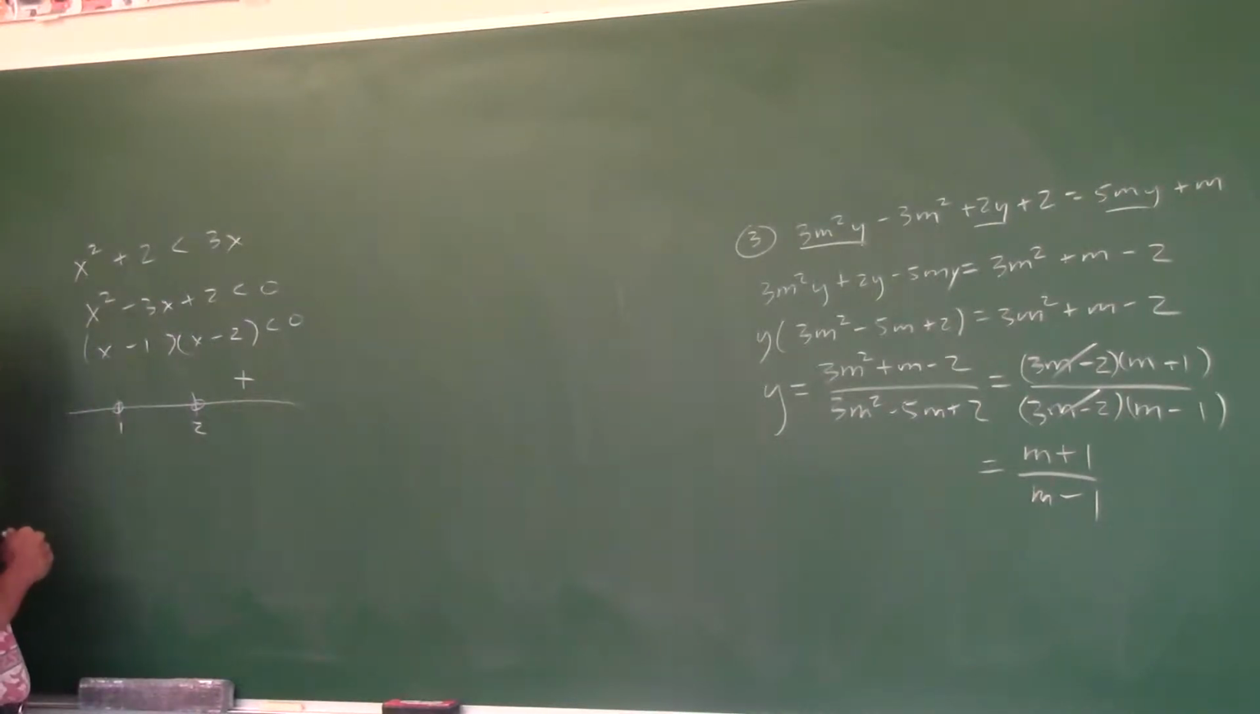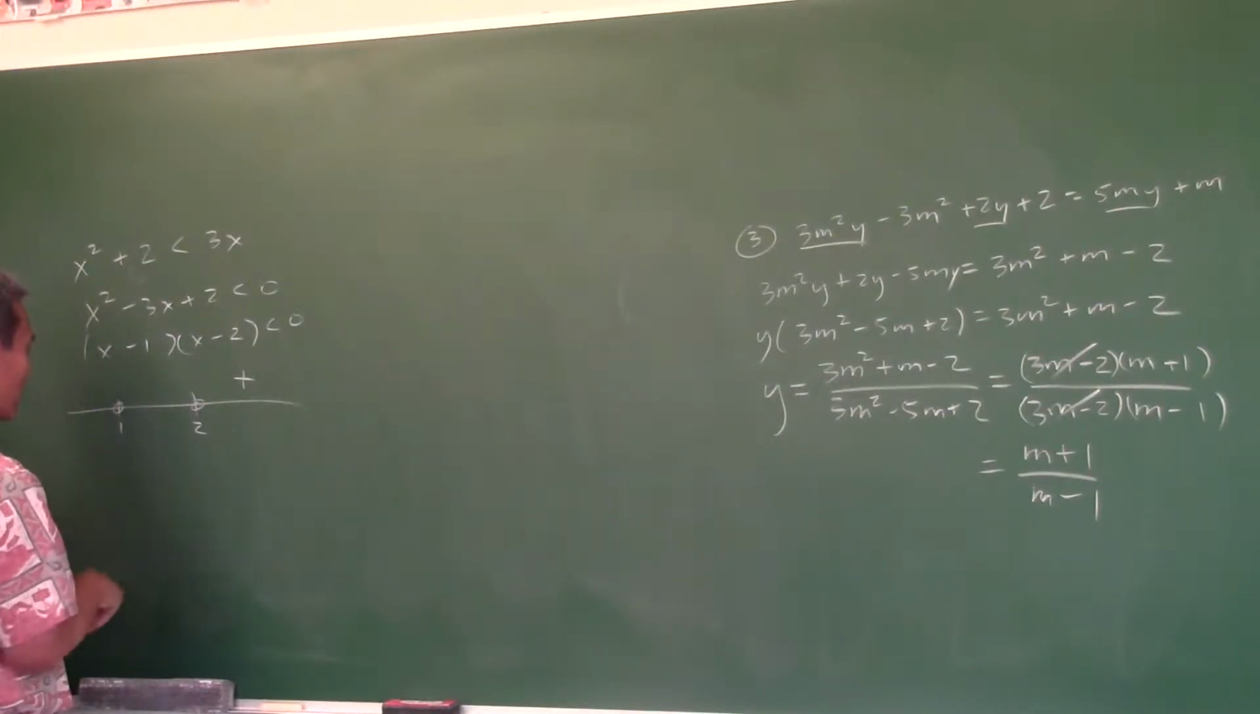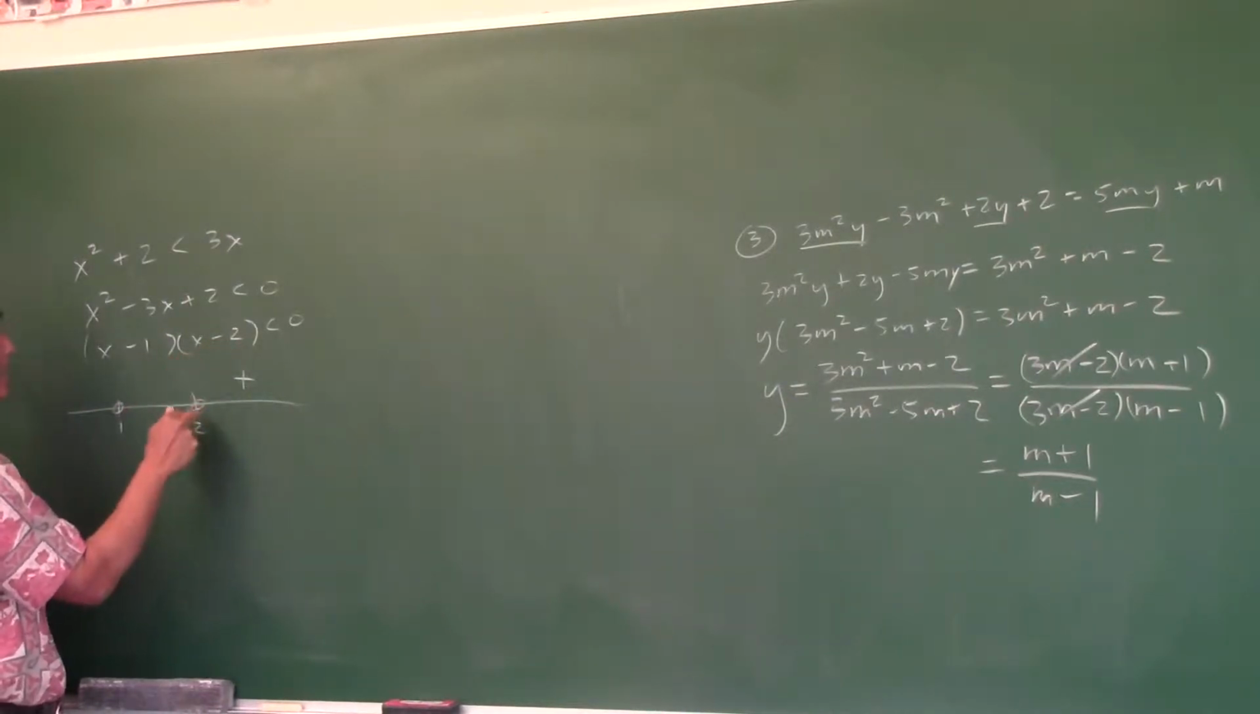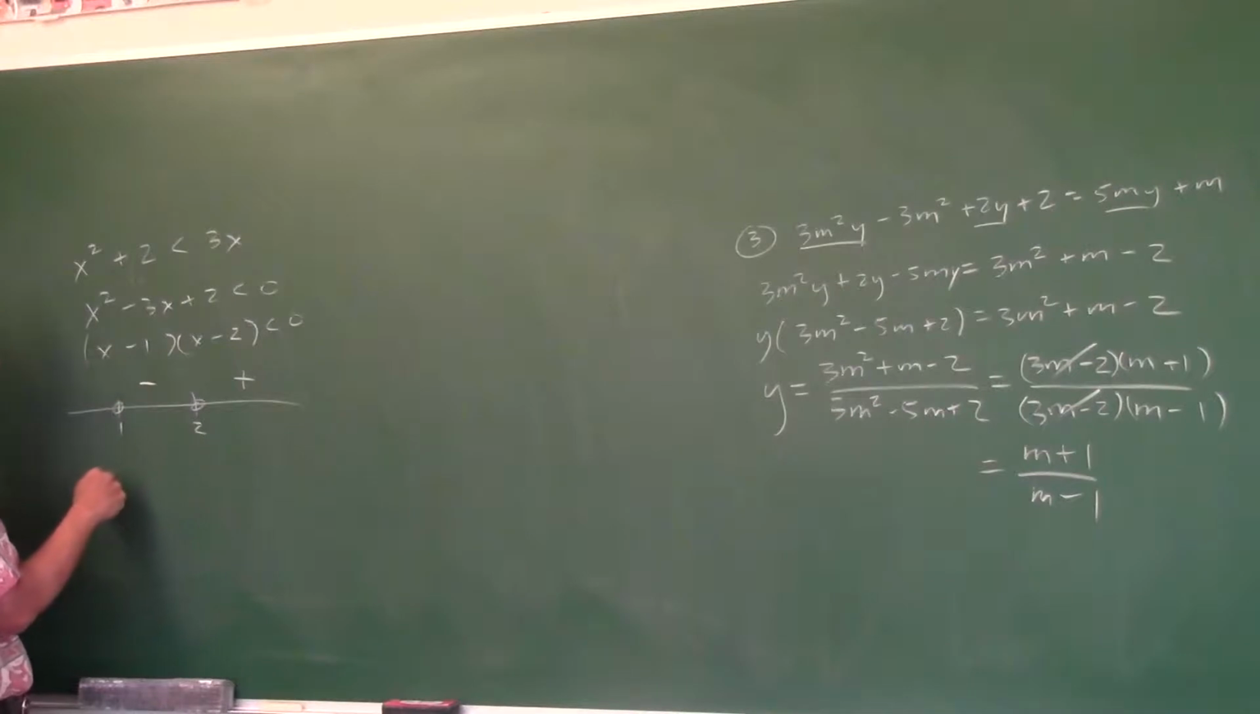And then you can keep testing like this, like pick a number between here. 1.5. 1.5 minus 1, positive. 1.5 minus 2 is negative. Positive times negative is negative.